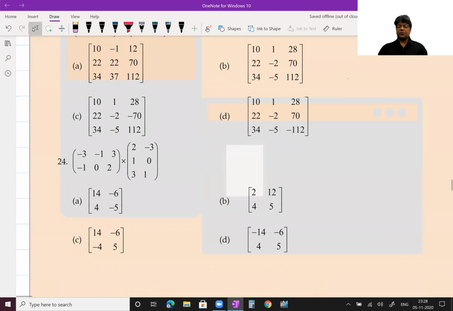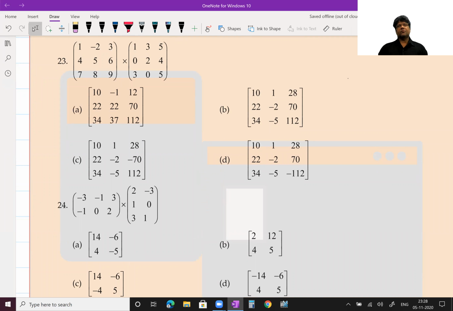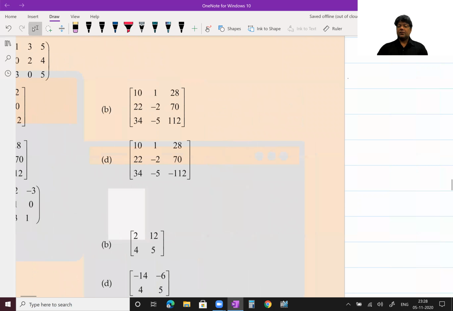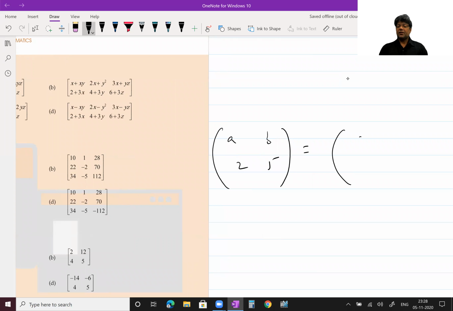Guys, you remember one more thing. If two matrices are equal, then it is only possible if their corresponding elements are equal. Two matrices are equal only when they are of the same order, as well as their corresponding elements must be equal. Corresponding elements must be equal means, suppose I give a b 2 5 is equal to 3 b p 5, 2 by 2 on both sides, but their corresponding elements must be equal. That means what? a must be equal to 3. This b is equal to b, fine. This 2 must be equal to p. Then this 5 is equal to 5. Their corresponding elements must be the same.